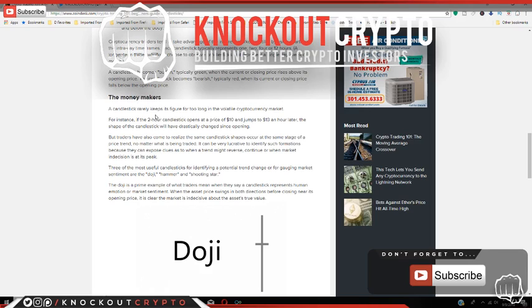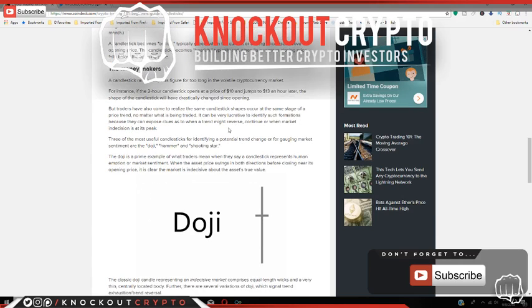The money makers. A candlestick rarely keeps its figure for too long in the volatile cryptocurrency market. For instance, if the 2-hour candlestick opens at a price of $10 and jumps to $13 an hour later, the shape of the candlestick will have drastically changed since opening. But traders have also come to realize that the same candlestick shapes occur at the same stage of a price trend, no matter what is being traded.